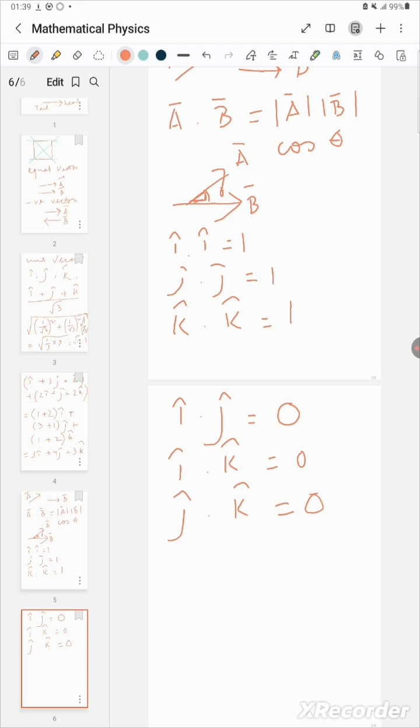Why is it so? Because i cap and j cap have a magnitude 1, so mod of i cap and mod of j cap would be 1. But then i cap and j cap represent vectors along the x and y axis. So the angle between the x and y axis is 90 degrees in an orthogonal system. So basically cos 90 is 0. So this theta, which is 90 degrees, and hence cos 90 degrees, makes this dot product of i cap j cap or i cap k cap or j cap k cap 0. So the main culprit is the theta.